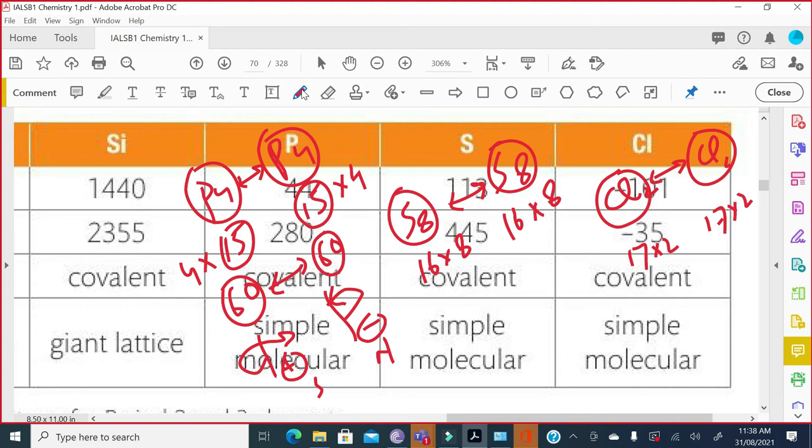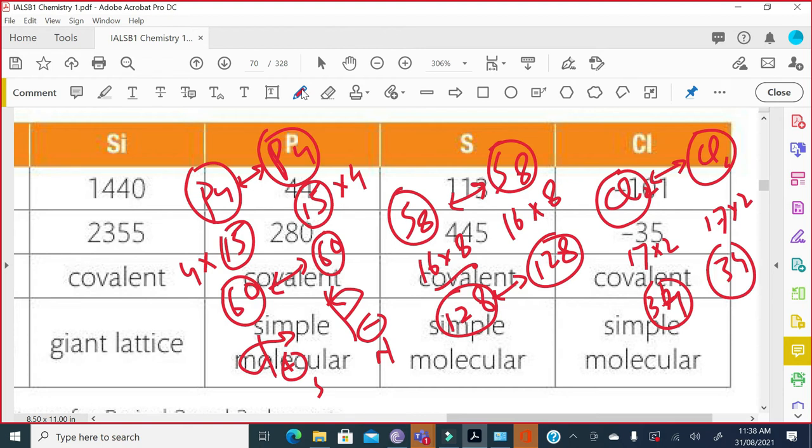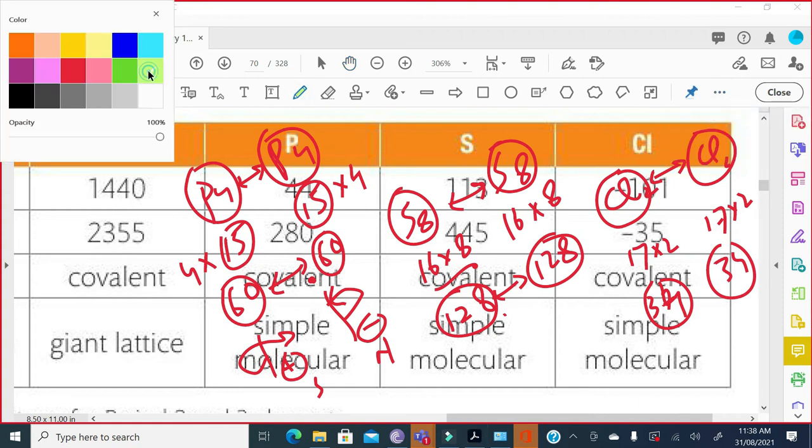So for these two molecules, P4 and P4, the intermolecular force is 60 and 60, and for the next one it is 128 and 128. Then 34 and 34. Now see, 60 and 60 attraction is less as compared to 128 force of attraction. So that's why the force of attraction is what we have seen here in this case.